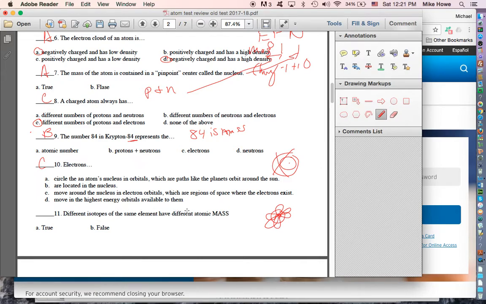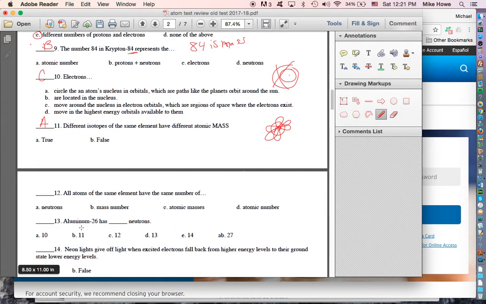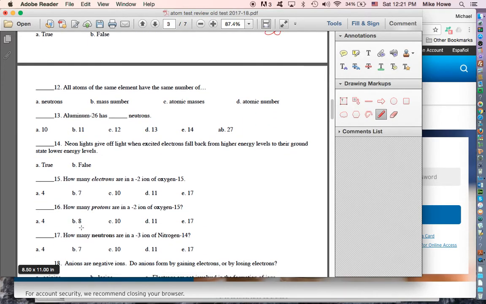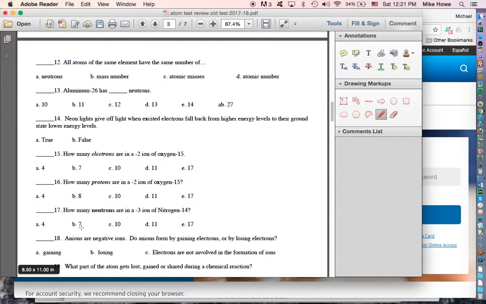All right, different isotopes of the same element, they're going to have different atomic mass. They will, because they have different numbers of neutrons. So that'd be A. Number 12, all atoms of the same element, the identity, remember we talked so many times about identity. Identity is atomic number, so number of protons. So that's D.